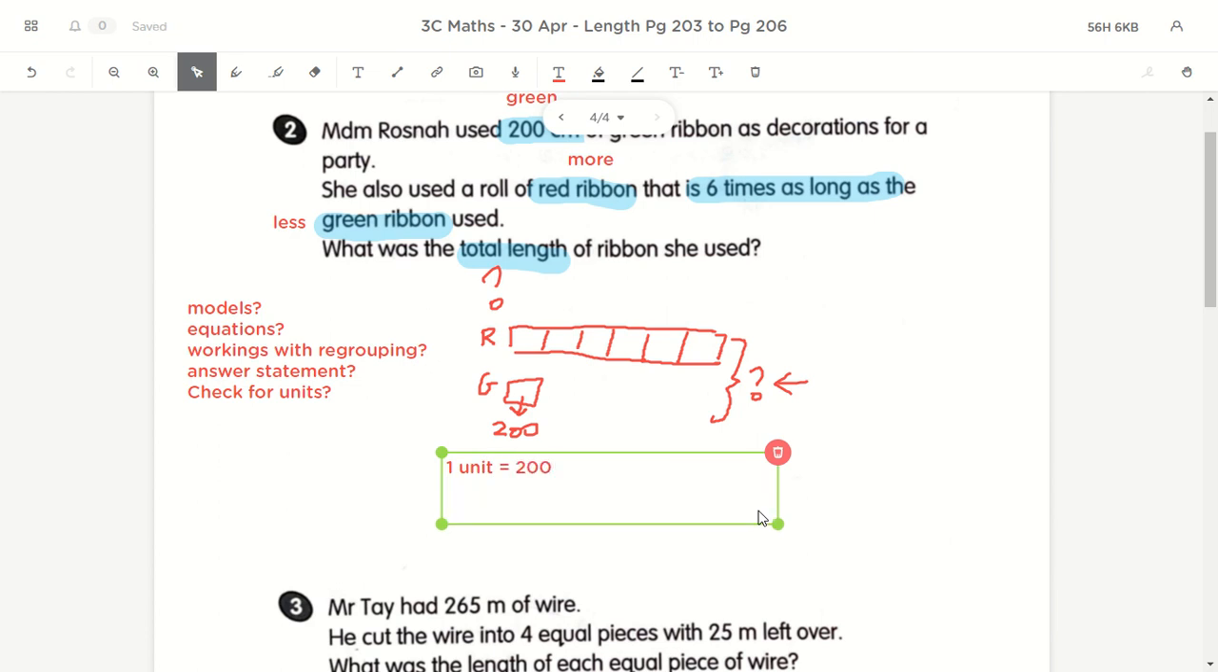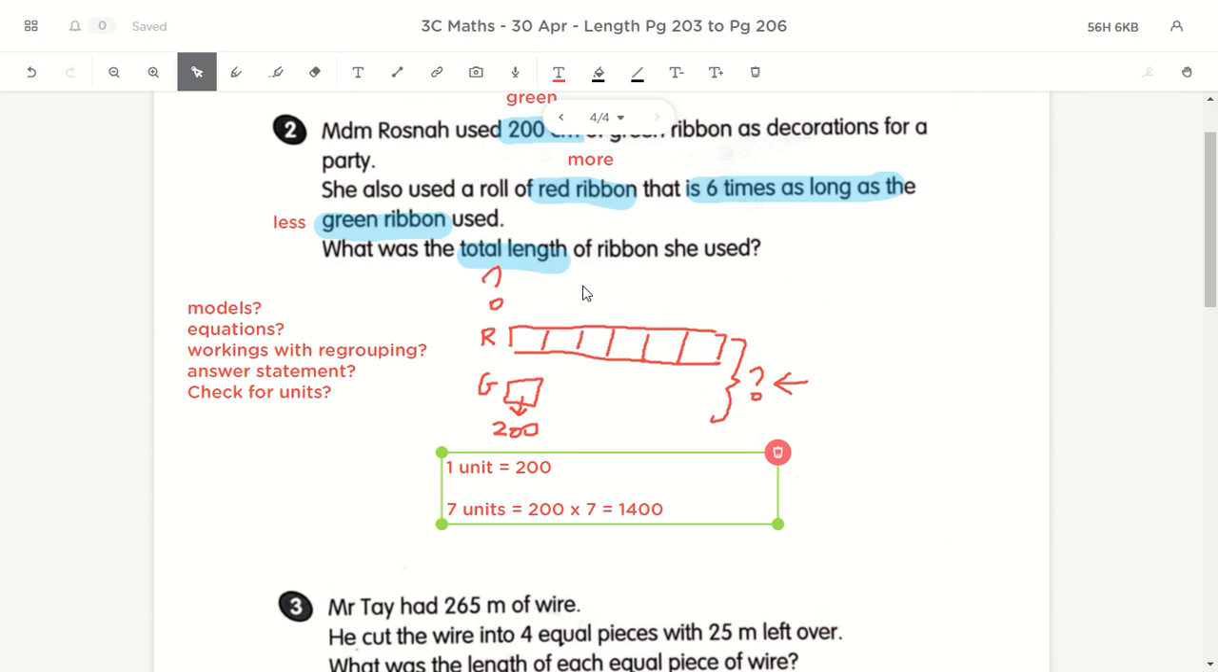Okay, and in total you want to find the total. There are 7 units altogether, you can count 7 total. So if 1 unit is 200, 7 units will be 200 times 7, which gives you 1400. And that is the answer.